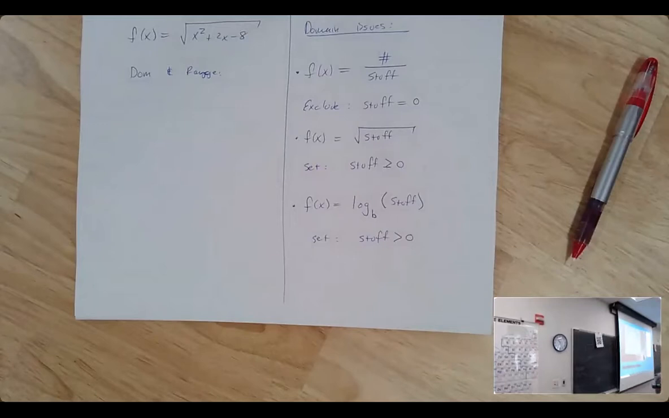I will step aside for just one thing. It's not entirely true. There is one other small class of functions that also have domain issues. They're inverse trig functions. We will eventually talk about them. But for the most part, when you're talking about domain, these are the 3 big things: division by 0, square root of a negative, log of a 0 or negative.